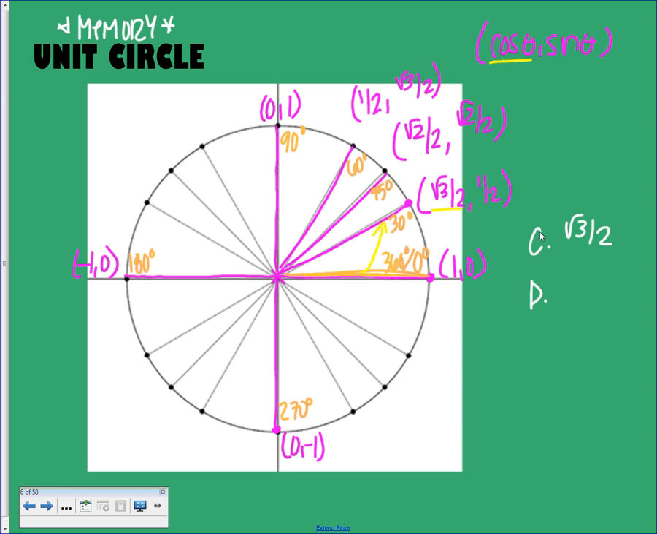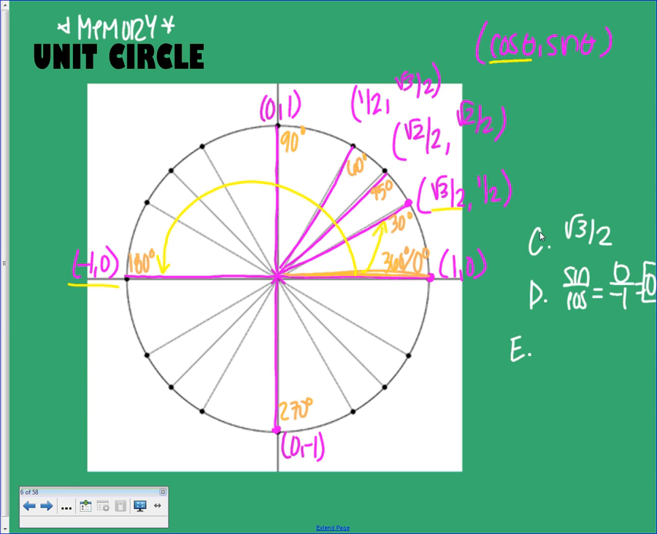Tangent of 180. Okay, so that means I'm going to go over to 180. So this time I'm going all the way over here to 180 degrees. Okay, and here is my ordered pair, (-1, 0). Well, tangent is a little tricky because tangent is the sine over the cosine. Hopefully you remember that. So sine is the y-coordinate. So the y-coordinate at 180 is 0. The cosine is -1. And 0 divided by -1 is 0. So the tangent of 180 is 0.